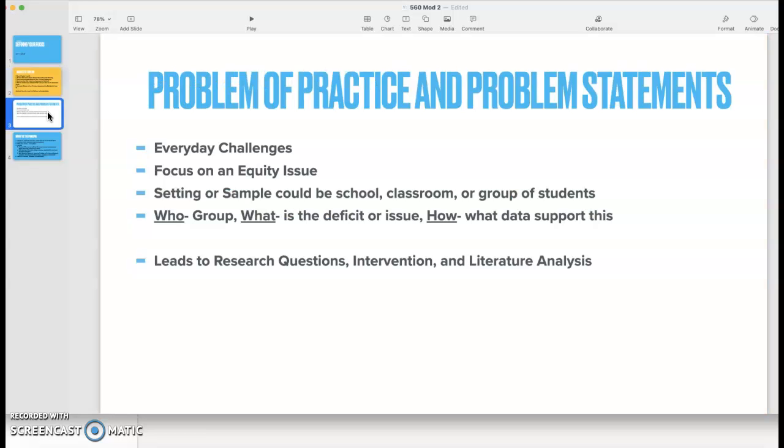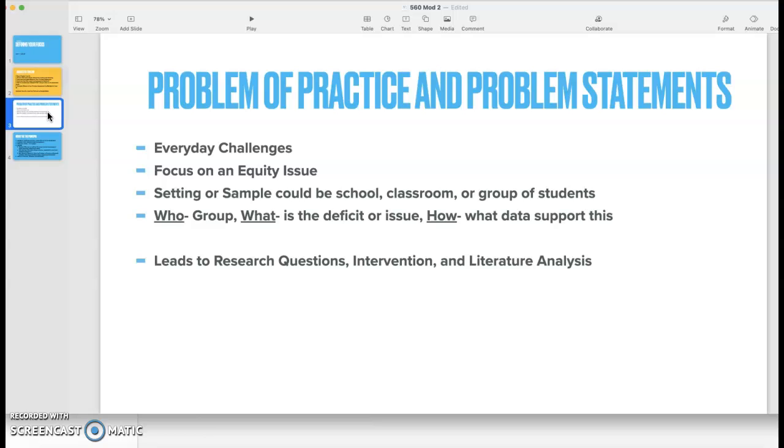So let's take a second to talk about what a problem of practice is and what are problem statements when we're developing research. Well, the problem of practice are everyday challenges that we experience as educators. And they can be big issues or they can be issues that are smaller. So they could be huge topics like a lack of diversity in our teaching workforce. Or they could be a smaller issue like lack of achievement on the math benchmark. Both are important issues and both can be looked at through an equity lens.